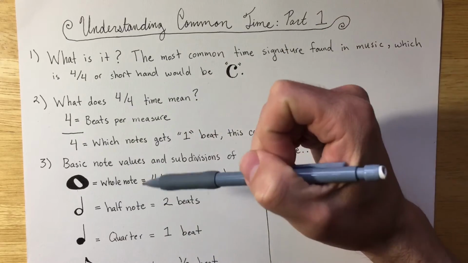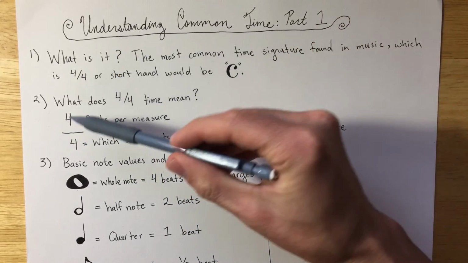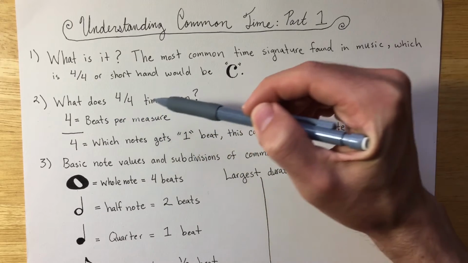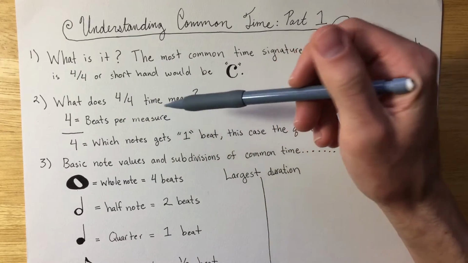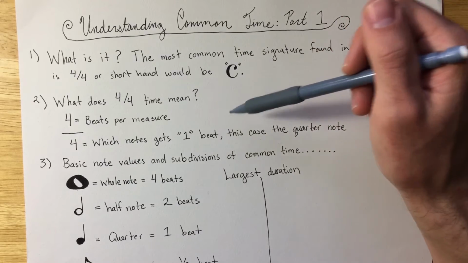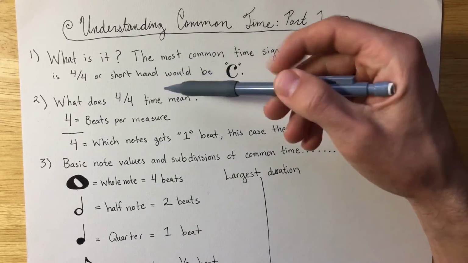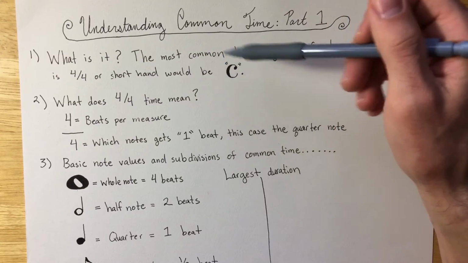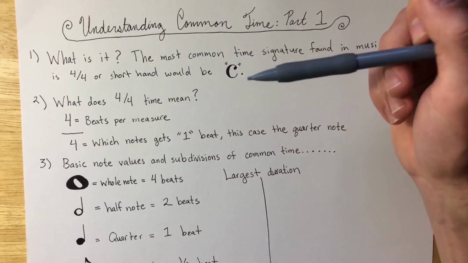So a 4 represents a quarter note, and the 4 up here represents how many beats per measure. And a measure is pretty much a unit of time based upon how many beats are contained in that unit of time. So a new measure starts every time there's been 4 beats played.